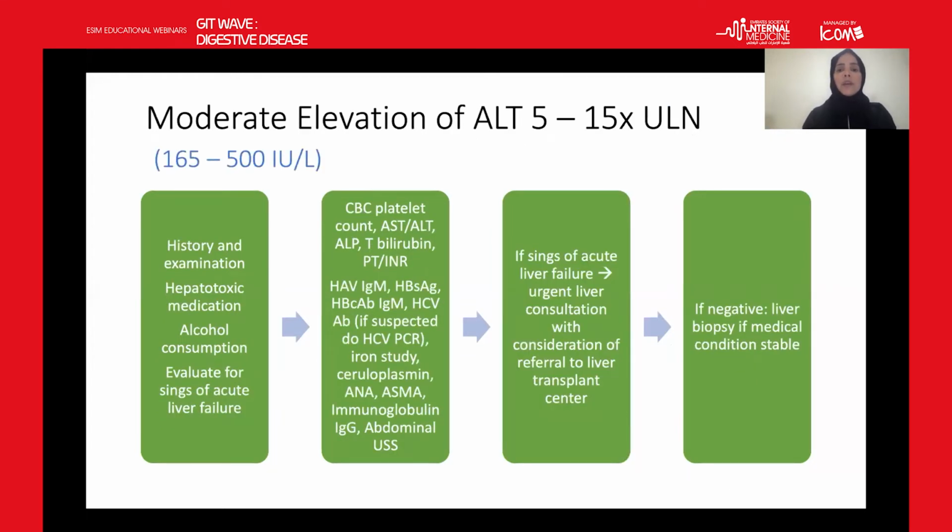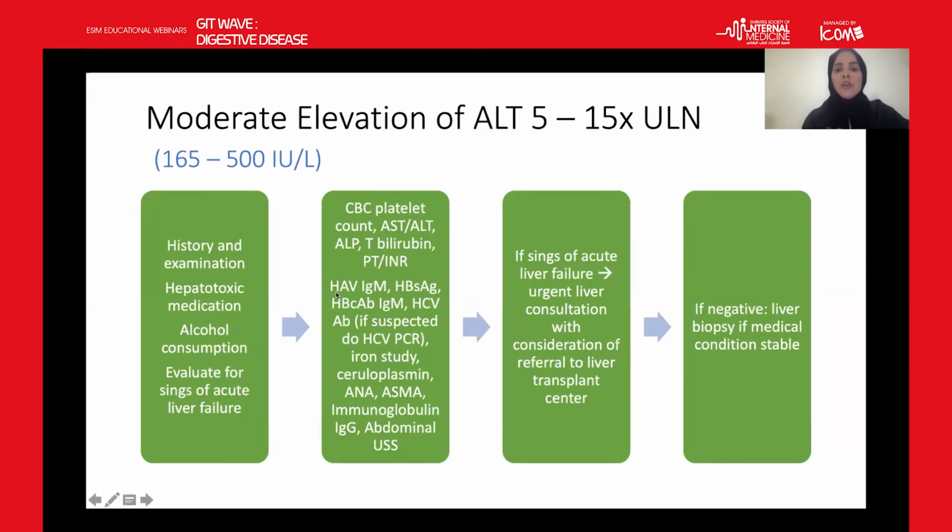And if the level is from 5 to 15 times the upper limit of normal, meaning the ALT is from 165 to 500 international units per liter, again, we go through the same process. And for the suspected etiology at this stage, again, we look for drugs, we look for alcohol consumption. And once the level is above 165, while assessing the patient initially, you start to look for any signs of acute liver failure. And you send the CBC with liver chemistry, liver function, which is very essential, INR, along with the liver function test.